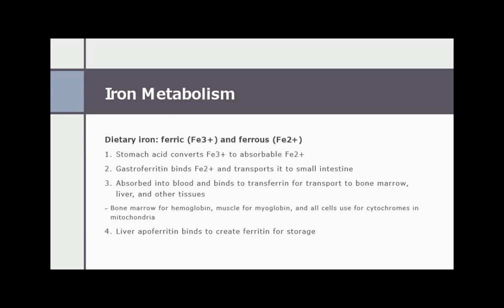It comes in the form of 2 ions, Fe3 and Fe2. You need the stomach acid to convert them because Fe3 is not absorbable. And in actuality, this is where we get into that bioavailability, because most of the iron that we take in is in the form of that Fe3.